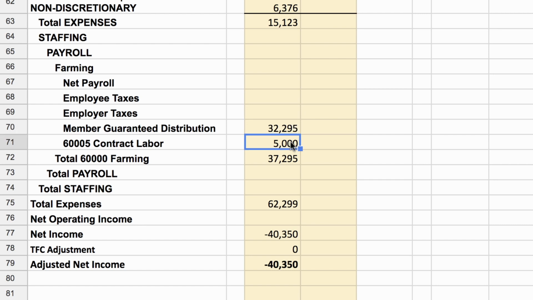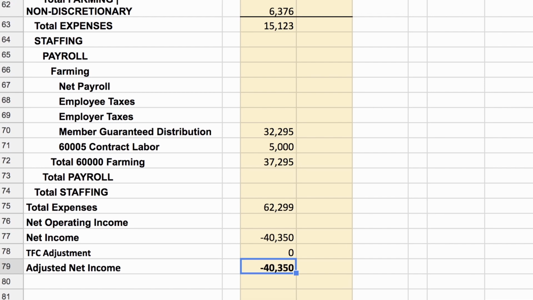And then I have a $5,000 allocation for bringing in Kate or other people for special projects, bigger days where I can't handle things by myself and I can't get volunteers. I'm just setting money aside so that I can ensure that I get the things done that I need to get done for the year. So total farming staff expenses, $37,295. And then it brings our total expenses to $62,299, and our net income is a whopping stinky minus $40,000.